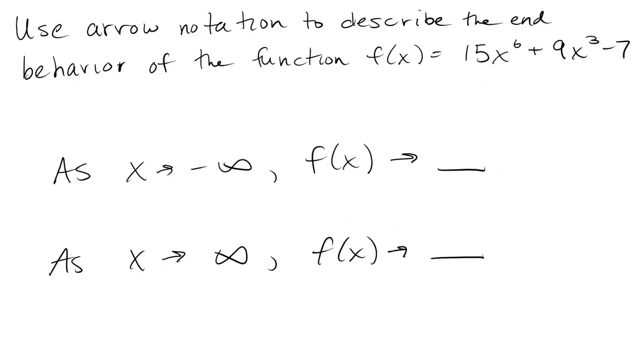Last example, I'd like you to try this. Use arrow notation to describe the end behavior of the function f of x equals 15x to the 6th plus 9x cubed minus 7. I look at this and I see the leading term has a positive leading coefficient and an even degree. Both ends point up, just like in good old x squared, which is my reference graph. The quintessential example of a function like this is f of x equals x squared, and both ends point up. So as x goes to negative infinity, f of x goes to infinity, and as x goes to infinity, f of x goes to infinity. The end behavior is to point up on both sides.